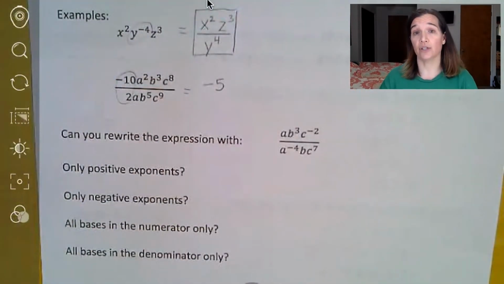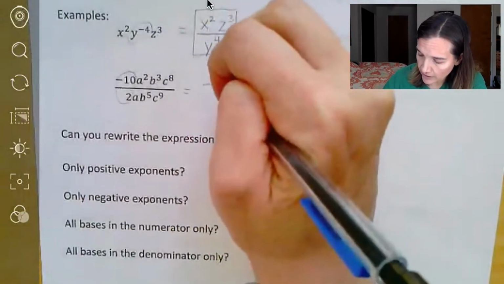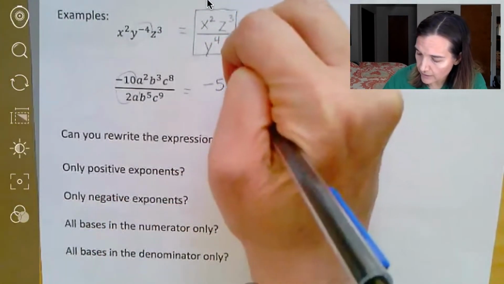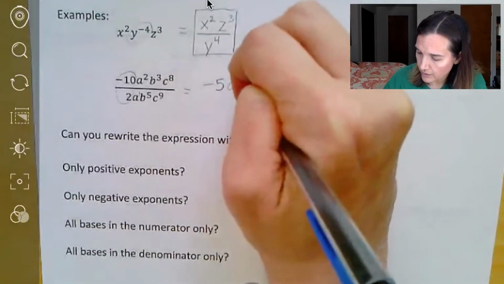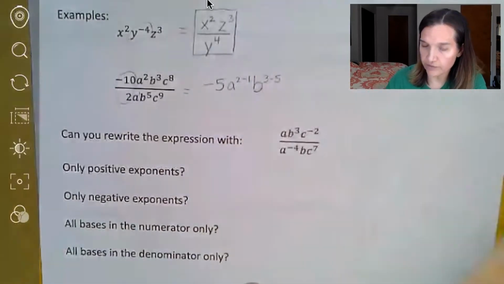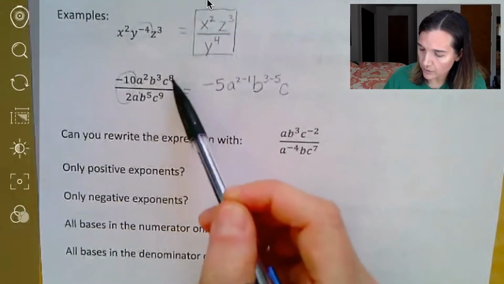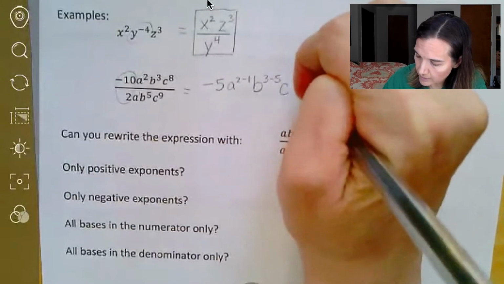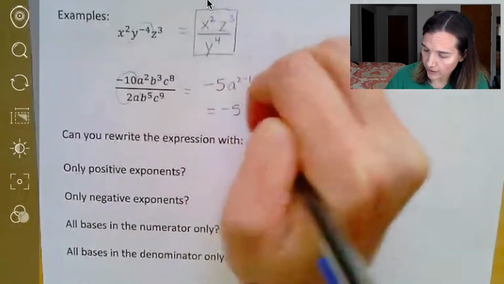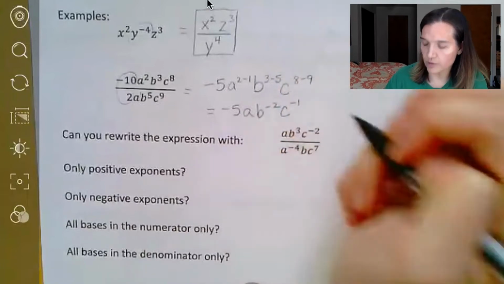That has not changed. But when we go to solve the rest of them, if I solve a, here's 2, and on the bottom, the exponent here is 1, so it's going to be a to the 2 minus 1 power. For b, here's a 3, here's a 5, it's going to be 3 minus 5, or negative 2. And then for our c's, it's going to be 8 minus 9, always the top one minus the bottom, so 8 minus 9. In simplifying that, we end up with negative 5a, b to the negative 2nd power, c to the negative 1st power.